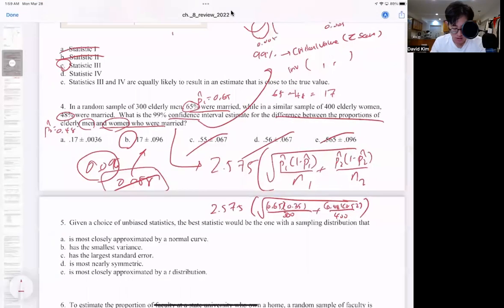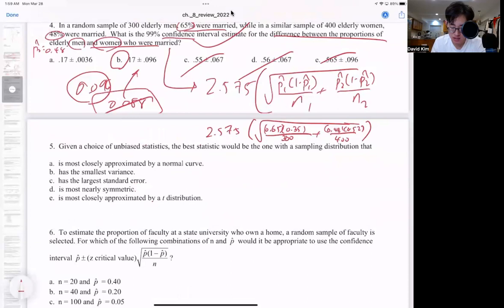All right, number 5: given a choice of unbiased statistics, the best statistic would be the one with a sampling distribution that... Okay, so here we want to eliminate C, has the largest standard error. That's completely the opposite of what we're trying to do. Is most nearly symmetric, is most nearly approximated by a normal curve. They pretty much mean the same thing, but we're not talking about the shape here. The shape is not actually the best idea. T distribution we haven't talked about. We want to pick the one that has the smallest variance, which means our sample size is the largest, which means our standard error is decreased by a lot. It's minimized as much as possible. So number 5 is B.